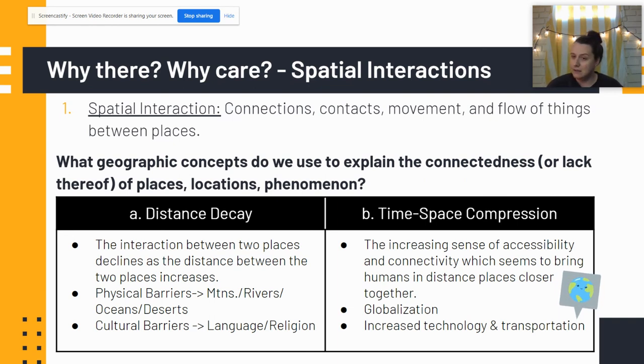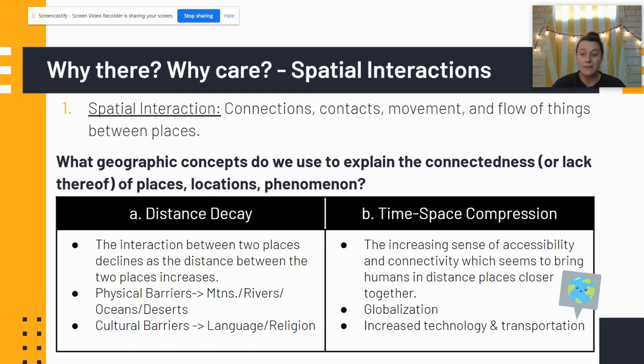So, let me give you an example, right? There are some physical barriers that can get in the way of places being connected, right? Large mountains, rivers, oceans, the desert, right? These are examples of physical barriers that are going to create distance decay. Okay. If a human being doesn't have the technology or the ability to climb a mountain, then chances are they're not going to be able to spread whatever they're trying to spread.